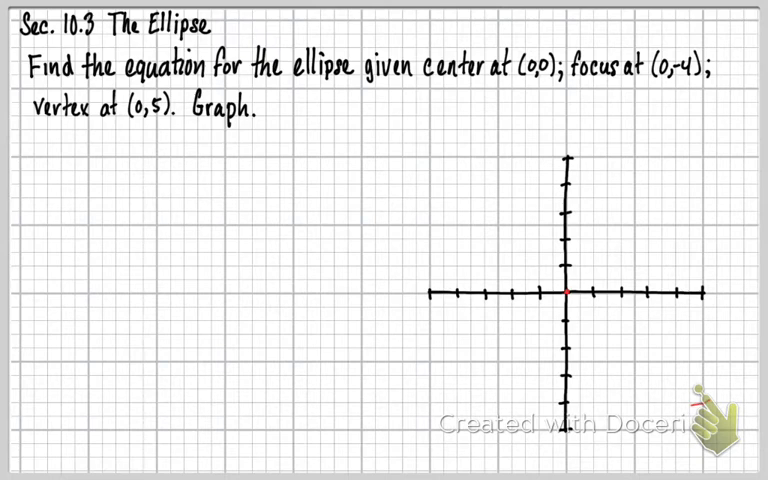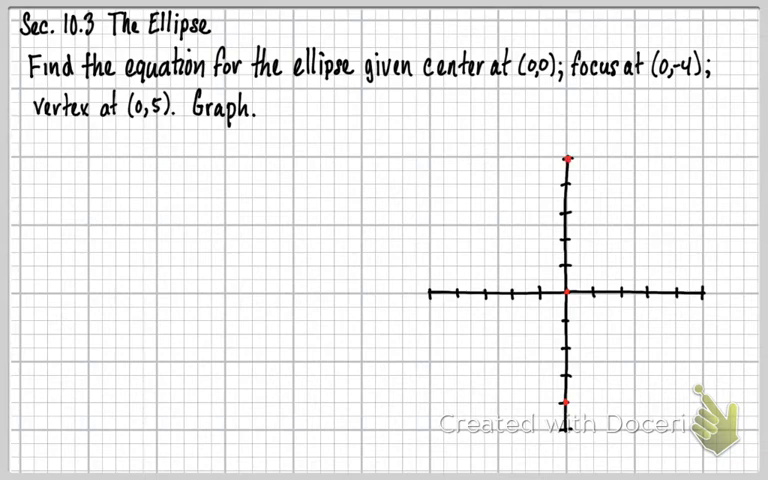So I got the center 0, 0, the focus is at 0, -4, and that's only one of them. And you notice they said focus here, not foci. So that's going to be this down here. And then it also says my vertex is 0, 5. So that's going to be up here.